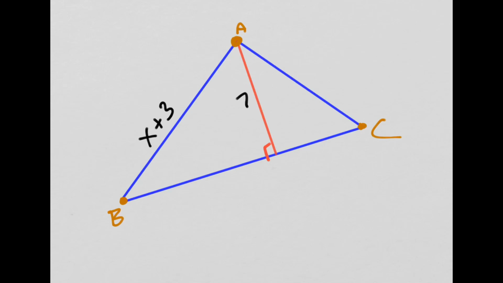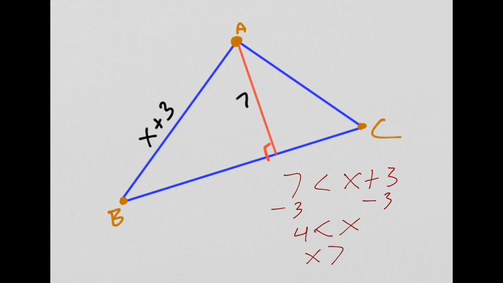We can use that to write some inequalities. For example, if I know the perpendicular bisector is 7, and I know one of these exterior sides is x plus 3, I don't know exactly what x plus 3 is, but I know it has to be bigger than 7. So I can set up my inequality like so. And we know that x has to be bigger than 4 for this to be true.